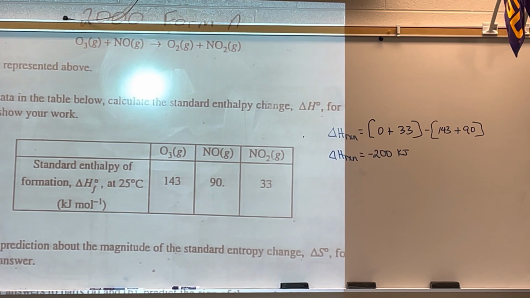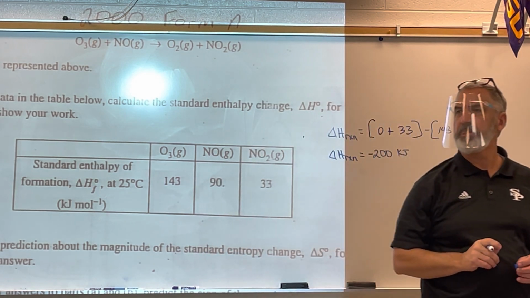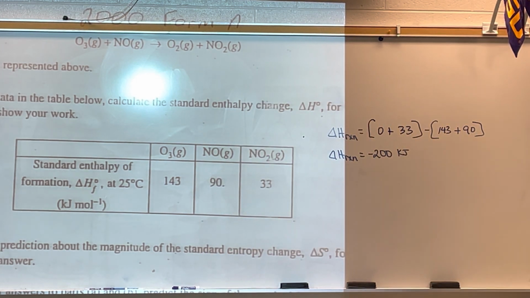All right, so then B says, make a qualitative prediction about the magnitude of the standard entropy change for this reaction. What can we say about the magnitude of entropy given this? First off, what does the word magnitude mean? How big it is. We have sign and we have magnitude. Is it positive or negative, and then is it a big or a small number? Magnitude always talks about how big or small the number is. So whenever you're reading that, make sure you interpret that.